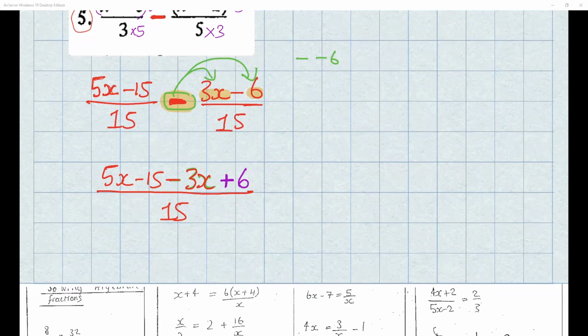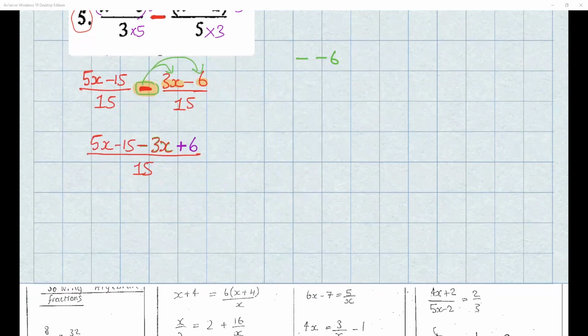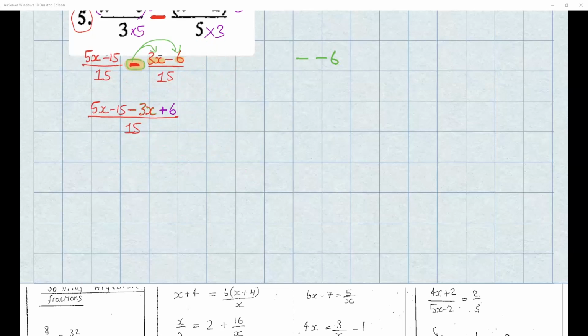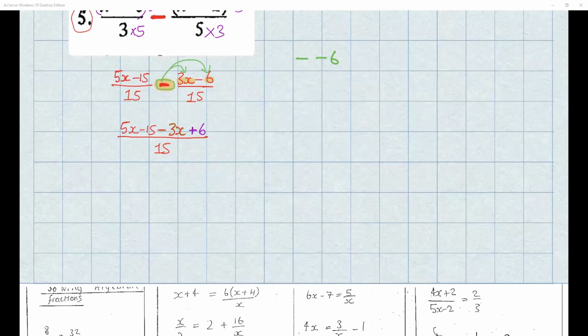Yeah, so you basically take away the x's first and then the normal numbers, the whole numbers. I'm just making it a little bit smaller because I'm running out of space. Give me a second. Okay, go on then. Let me switch back to red. So you got 5x minus 3x is 2x, minus 15 add 6 is minus 9, beautiful, and then all over 15.